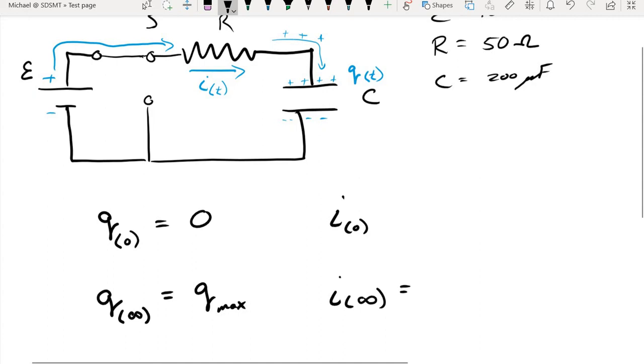Well, we'll start at infinity. If we let this circuit go long enough, eventually we're going to reach a maximum charge on our capacitor, and that means there's no more room for any more charge. That means that we can't move any more charge through the circuit, and the current will go to 0.